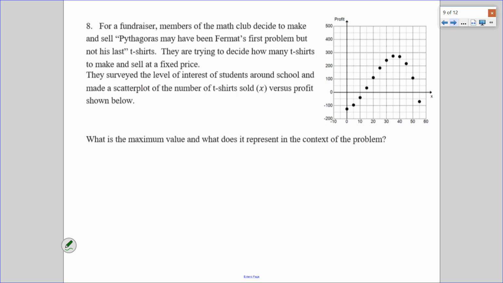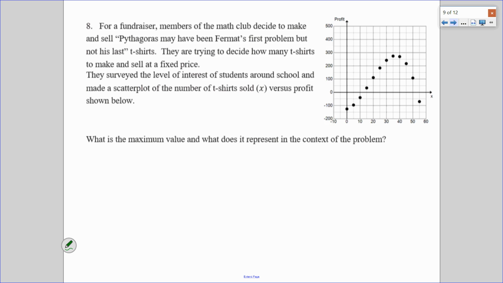I'm not going to read this thing out loud. You can read it to yourself. What is the maximum value? No, I'm going to read it. For a fundraiser, members of the math club decided to make and sell Pythagoras T-shirts. May have been for Matt's first problem, but not his last. Lame math club student to do that.